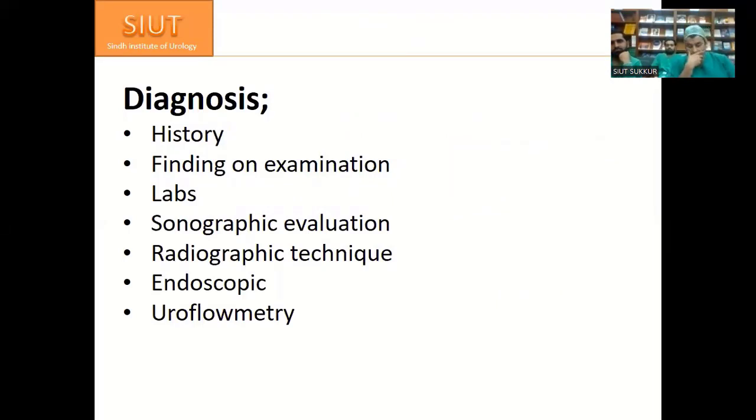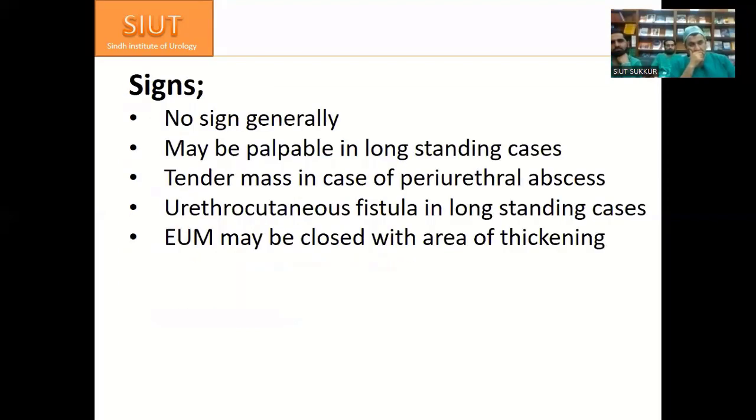Diagnosis is based on the history, specifically if there is any sexual disease history or trauma, as trauma needs a specific history. Then findings and examination, specific labs, and sonographic evaluation, so we will discuss one by one. There are generally no signs, but the stricture may be palpable as a tough fibrous structure between two fingers, and if there is periurethral abscess, then a tender mass can also be felt. Urethrocutaneous fistula is formed in long-standing cases, which can be seen.